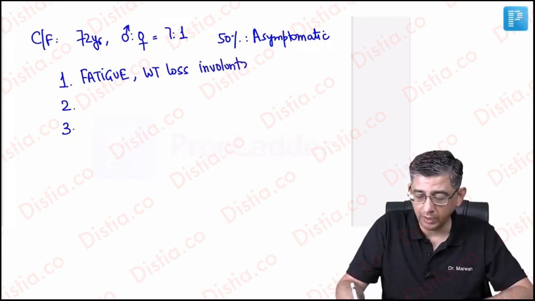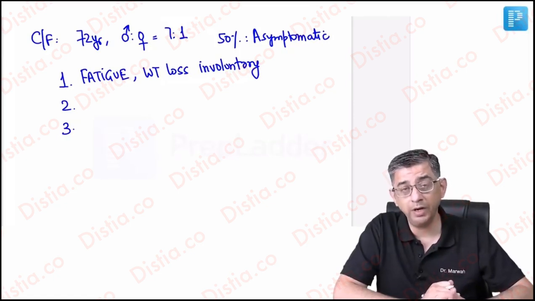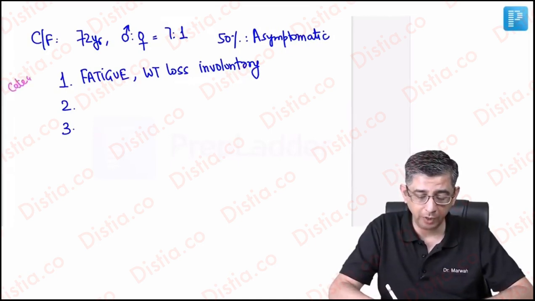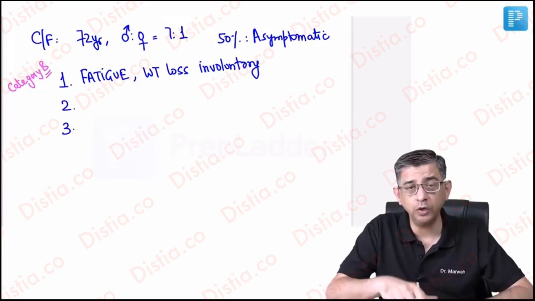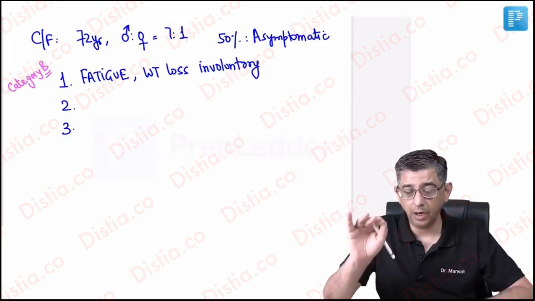I want to again quote the textbook here. The cutoff for involuntary weight loss given in Harrison is 5% over 6 months. But listen to my next word very, very carefully. At the moment, I am talking about a hematological malignancy where they use the word category B. Whenever you read the word category B, or whenever you're talking about hematological malignancy, the cutoff changes to 10% over 6 months. I repeat again.